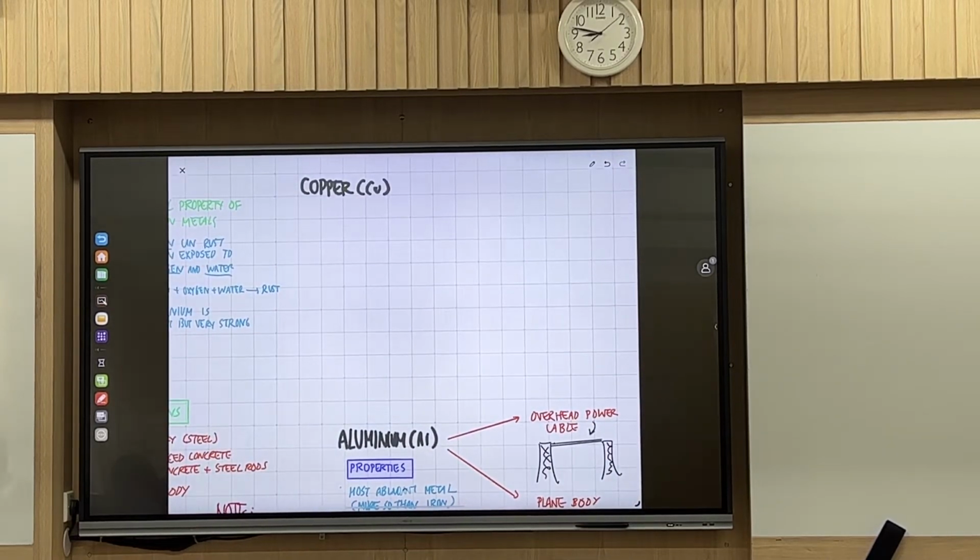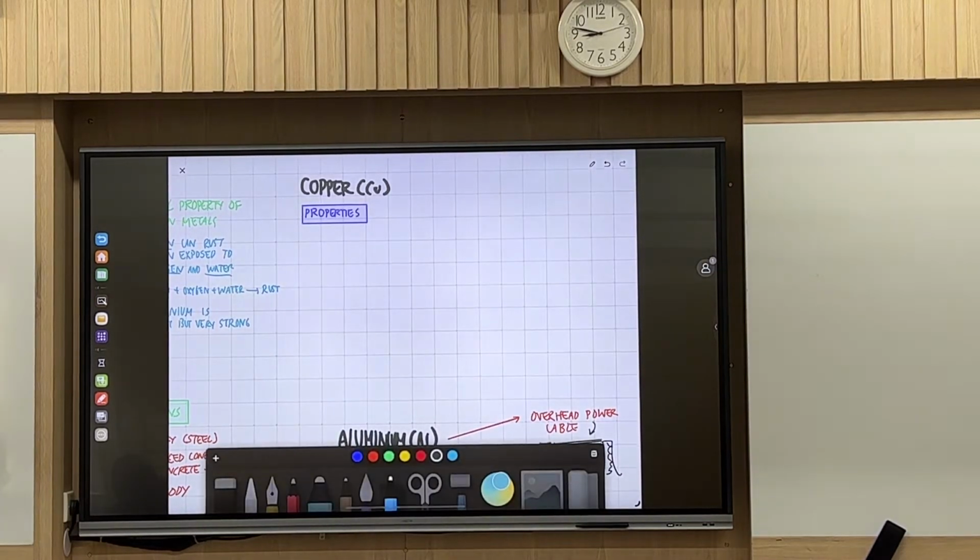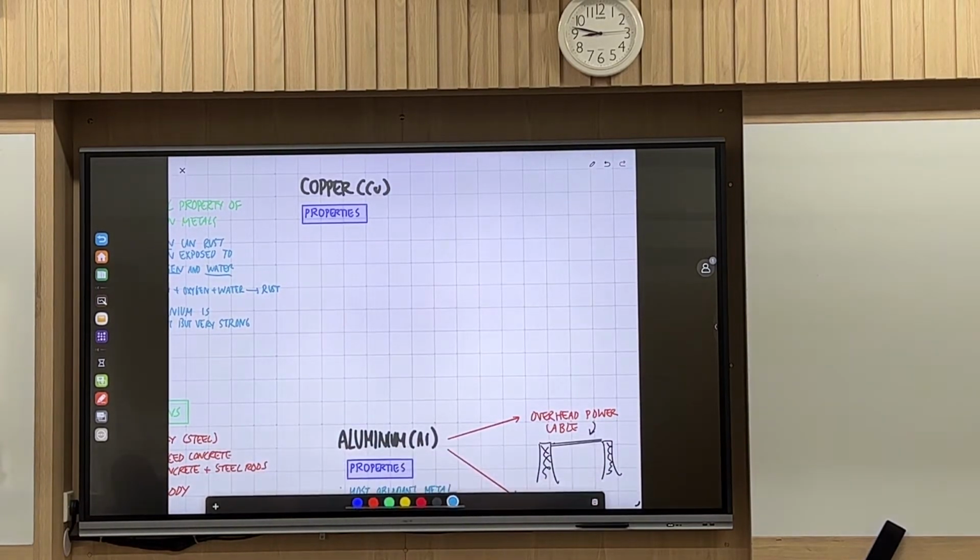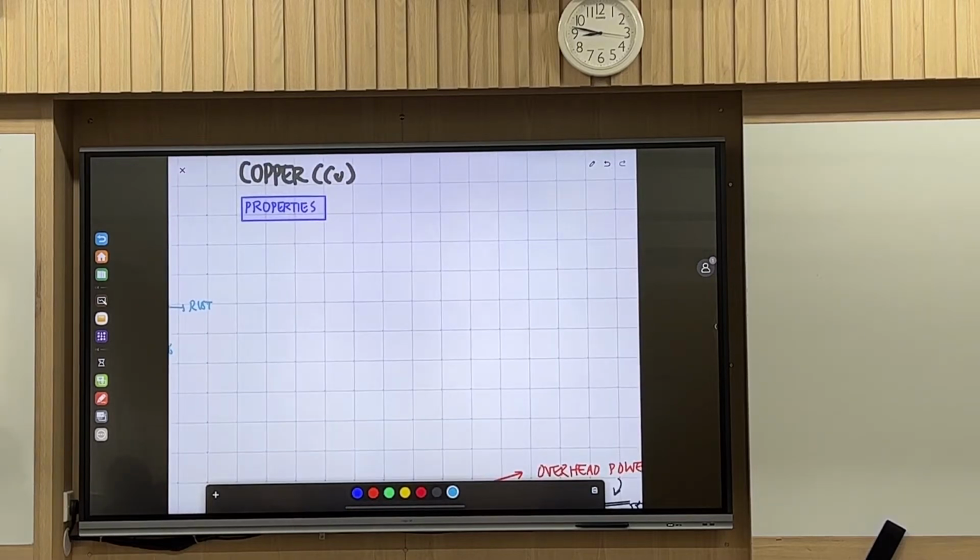So copper, what's so special about it? It is known for its high electrical and heat conductivity. Those of you who also do physics will know this. It has very high heat and electrical conductivity, though not as high as gold.